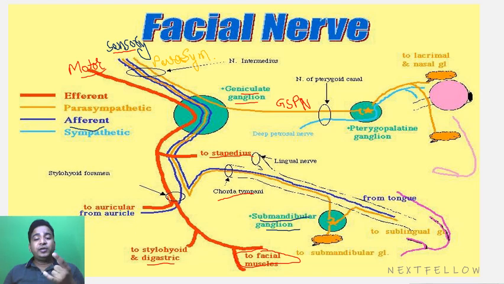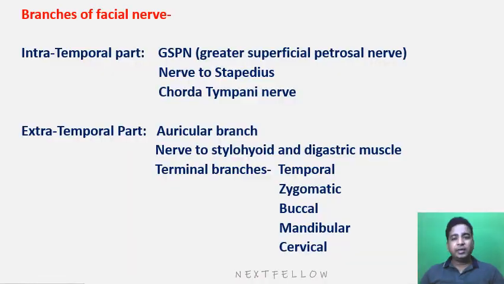So what will a facial nerve lesion cause? Dryness in the mouth, because there will be less salivation. And it carries the taste sensation from the anterior 2/3 of the tongue. So I hope, with the help of the diagram, the facial nerve anatomy is getting easier. Now let's discuss the branches.